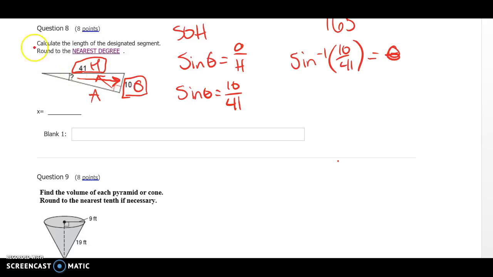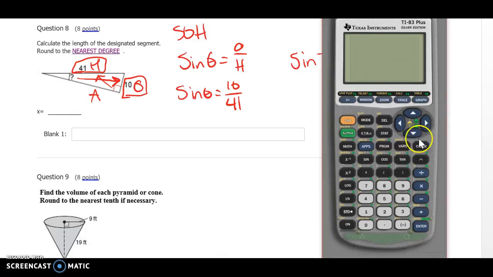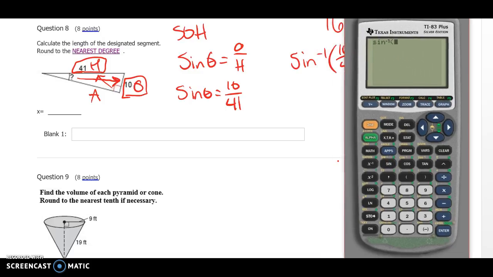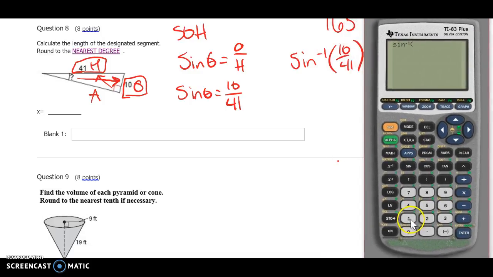So let's put this in the calculator. All you do is turn your calculator on. Always check your mode first. Go to mode, make sure it's in degrees. It is, so we're good. Get out of that. Down here is your sine key. Inverse sine is right above it in yellow, so you just hit second sine. It'll bring it up just like how I have it written. Then you just put in the fraction, 10 divided by 41. There you go. And they want us to round to the nearest degree, so round this to a whole number. So this would just be 14.